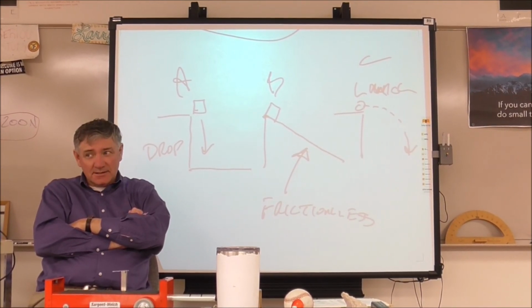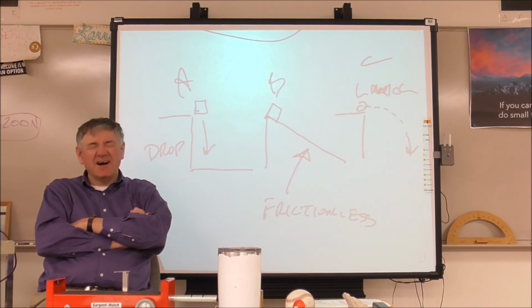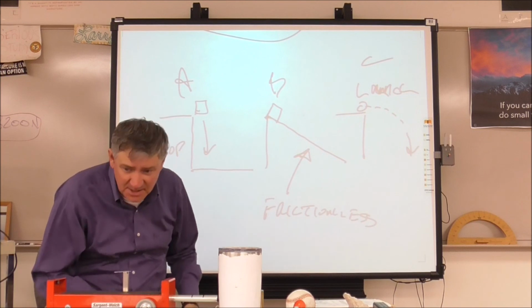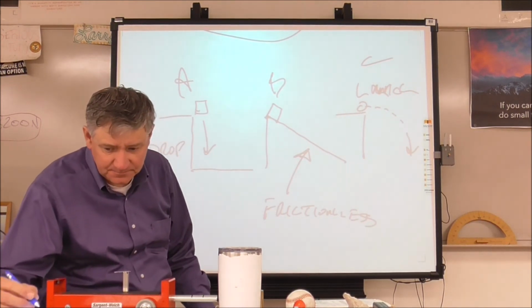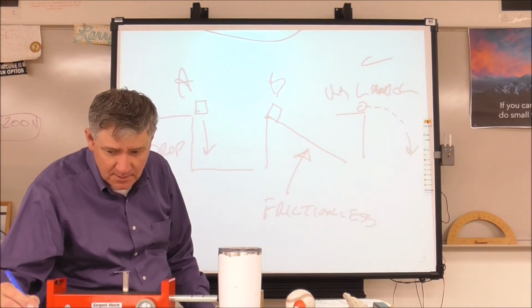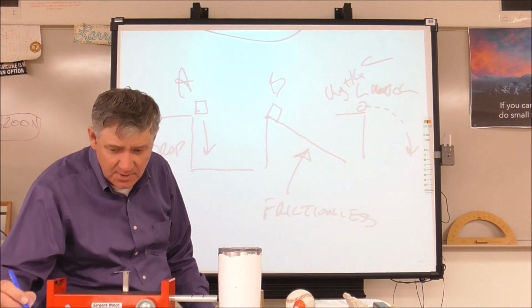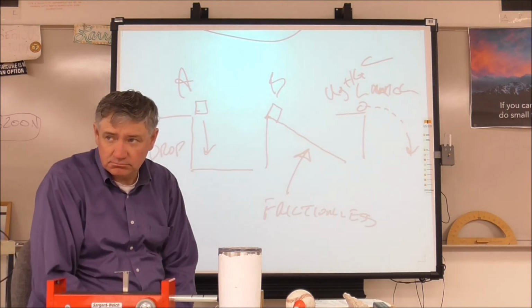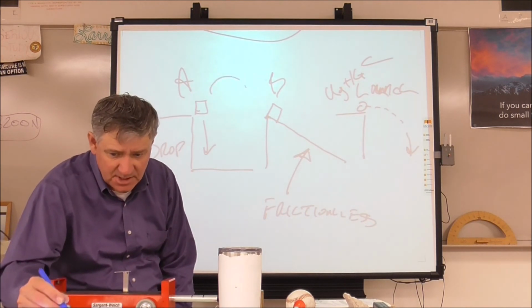The potential energy is caused by? Gravity. Okay. So this C is going to have UG and KE. What's the only type of energy A and B are going to have? Yeah, these are just going to have UG.